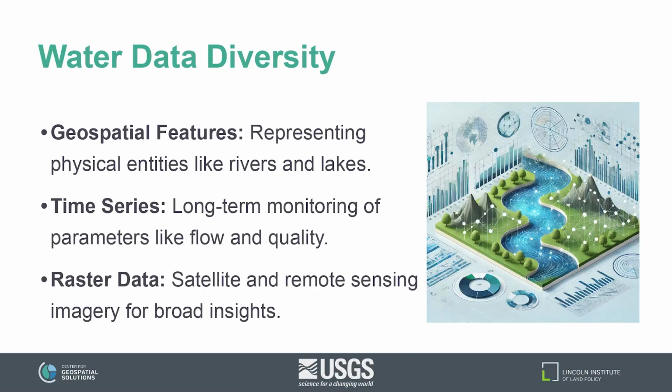And water data comes in many different types. It can be represented as geospatial features, so this is rivers, lakes, dams, catchments. It can also be a time series. A lot of organizations have long-term monitoring of flow, quality, and quantity of their water. But water data can also be represented through satellite images and remote sensing. And so figuring out a common way to represent all of these disparate data types and have them be interoperable is actually a really big challenge.